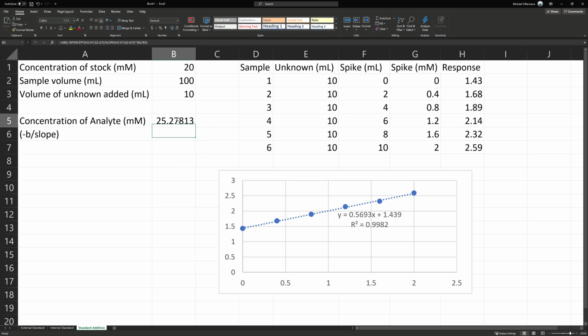So what we did is we used this formula right here, the absolute value of it. Then we took the volume of the entire sample and divided it by the amount of unknown that we put into it, and then multiplied that by our value from the equation, which gives us the original sample's concentration. So this is the method that we would employ if we did a standard addition type of problem.